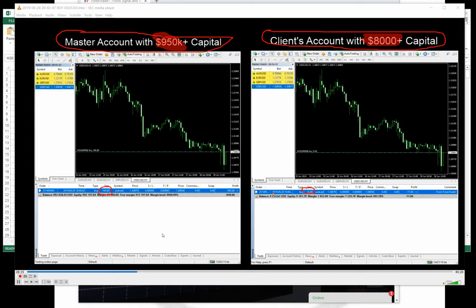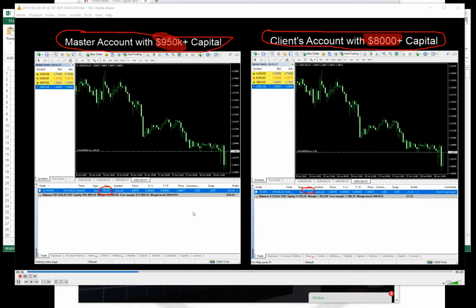but the client's account will be traded as per his capital. So the risk becomes calculated. You don't have a random risk. Whatever the risk is taken, it will be taken from the client's balance.